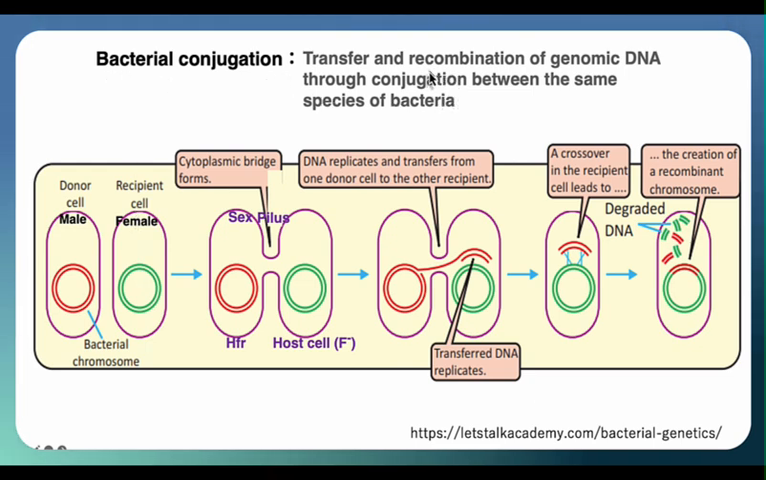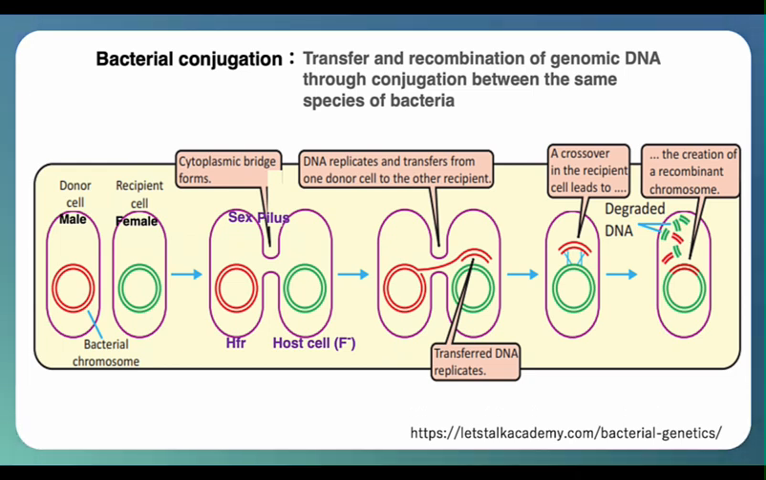In bacteria, conjugation is a well-known process. Conjugation refers to the sharing and recombination of genomic DNA between bacteria of the same species through mating. Even in bacteria, there is a form of sex, where DNA can be transferred from a male bacterium to a female bacterium. The female and male bacteria connect through a sex pilus. DNA sharing begins from the male bacterium to the female bacterium through this sex pilus.